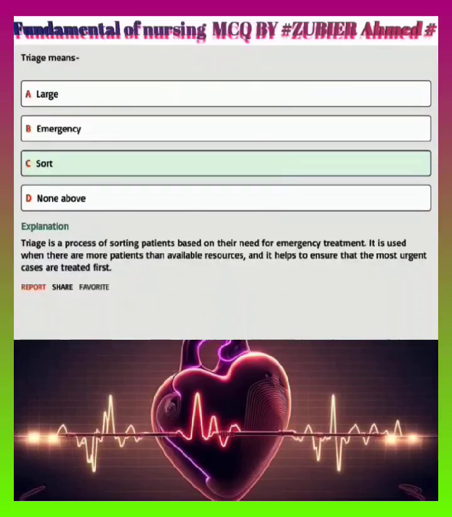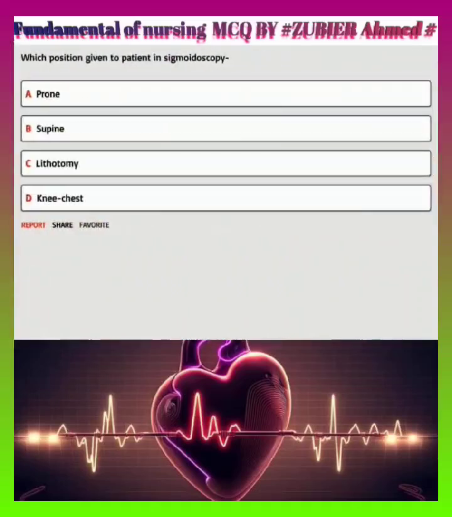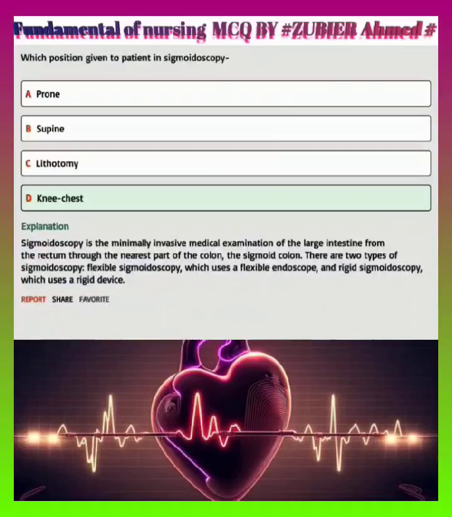Which position is given to a patient in sigmoidoscopy? A. Prone. B. Supine. C. Lithotomy. D. Knee chest. Correct answer: Sigmoidoscopy is the minimally invasive medical examination of the large intestine from the rectum through the nearest part of the colon, the sigmoid colon. There are two types of sigmoidoscopy: flexible sigmoidoscopy, which uses a flexible endoscope, and rigid sigmoidoscopy, which uses a rigid device.